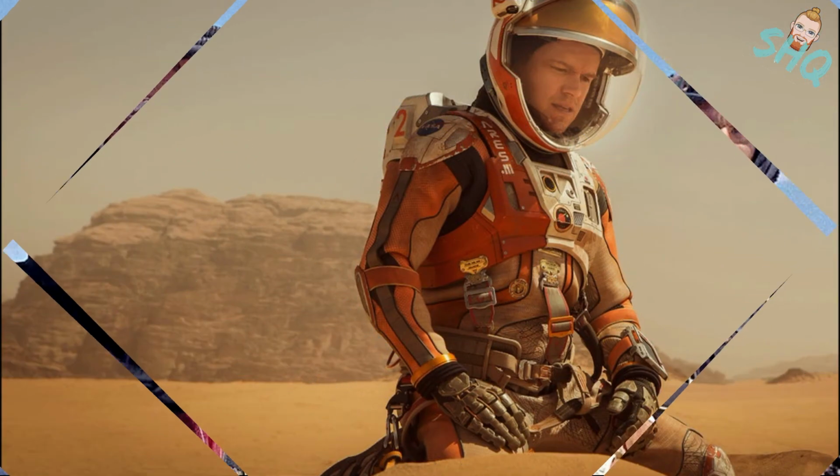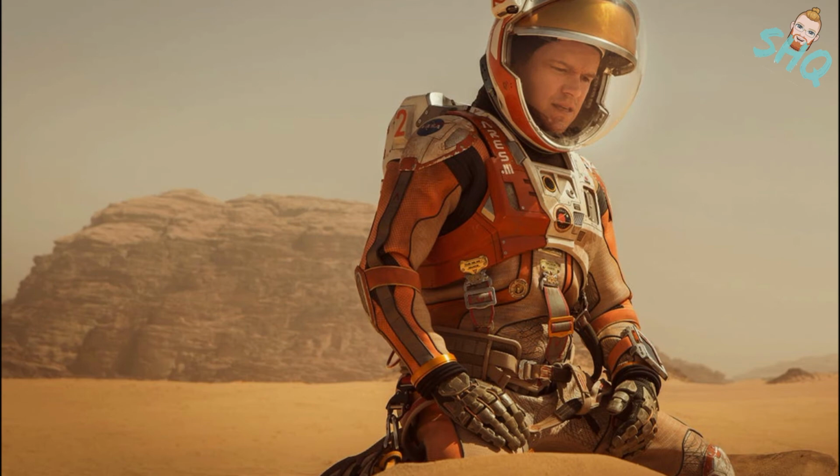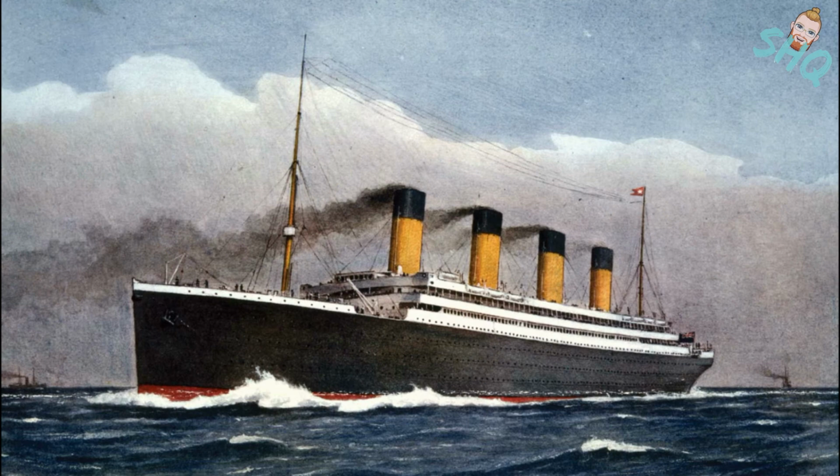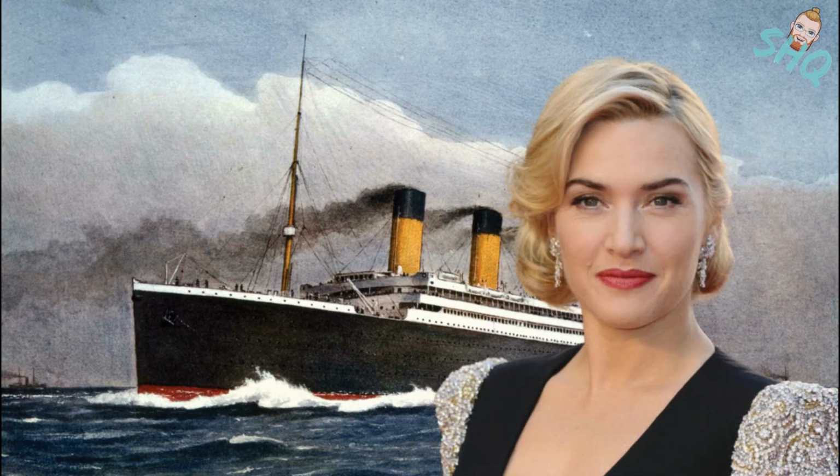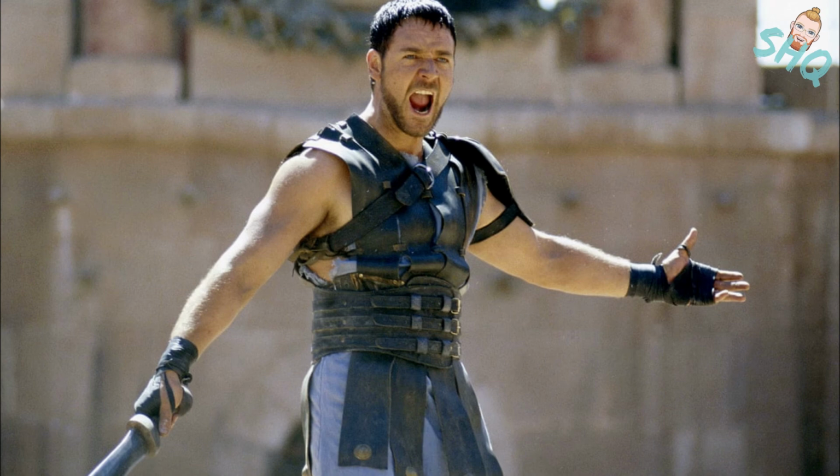Number 19, the lead actor in The Martian was Matt Damon. Number 20, one of the lead actors in Titanic was Kate Winslet. Number 21, the lead actor in The Gladiator was Russell Crowe.